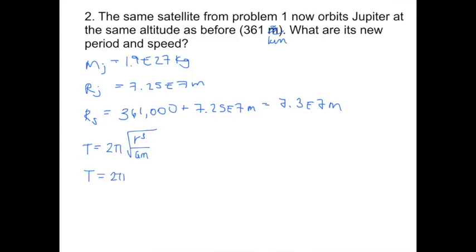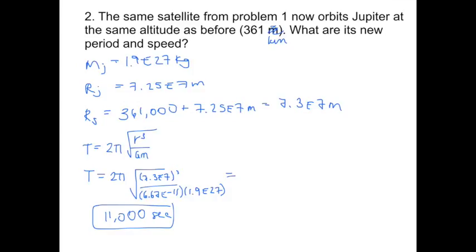Now we'll plug in all the numbers we know. We have r, which is 7.3 times 10 to the 7th. We're going to cube that. And then on the bottom we have G, which is 6.67 times 10 to the negative 11th. And we have M, which is the mass of Jupiter, so 1.9 times 10 to the 27th kilograms. And then we'll multiply all of that out using a calculator, and we get that the period of the satellite when it's orbiting around Jupiter is 11,000 seconds.